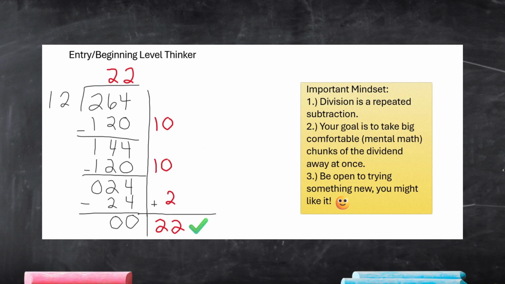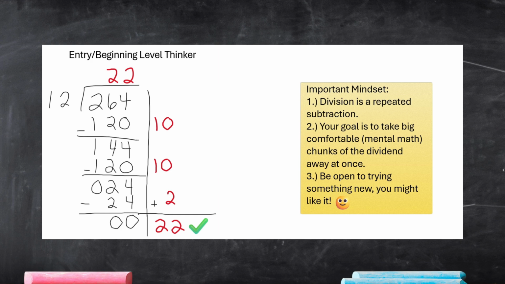So for the first 120 that you see there, I got that by doing 12 times 10. I record the 10 on the side of my memory bar so I don't forget that. I do my subtraction and I get left with 144. I ask myself again at that point, can I take another chunk of 120 away from that? And if the answer is yes, absolutely you should. So in this case, we took another group of 12s away. We did 10 times 12 again to get another 120, and we did our subtraction again. This time, though, we were only left with 24.